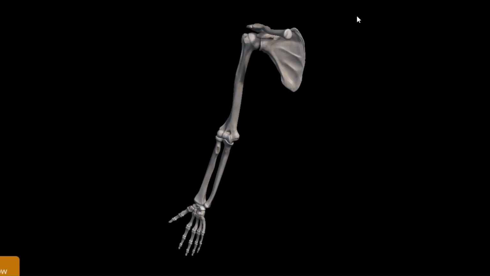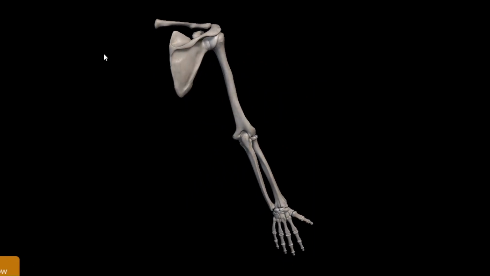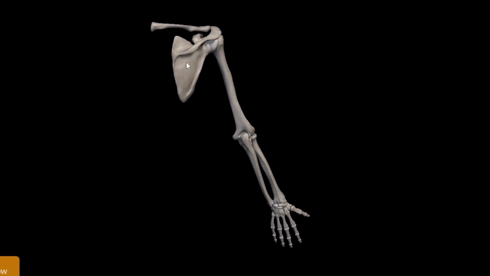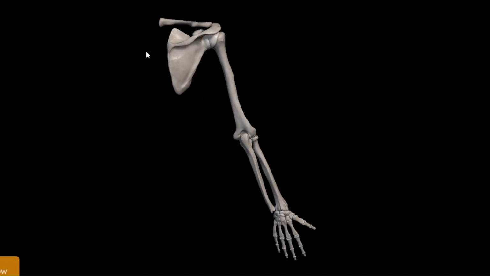Next to the clavicle, we have something interesting, which you can feel at your back. This is what we call the scapula. Since we are getting it from the right hand side, we can see how a scapula looks, posteriorly.